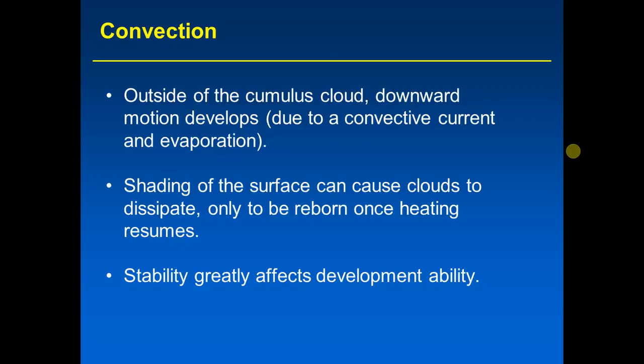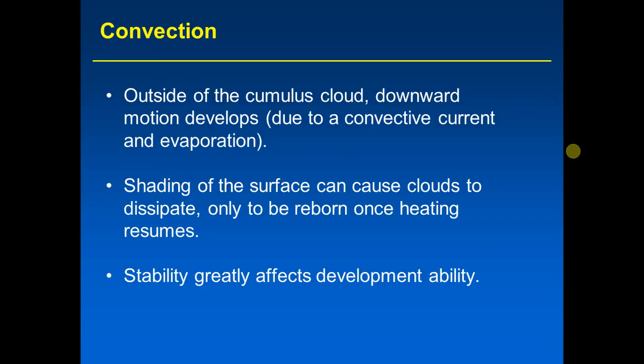You think of a lava lamp and also the evaporation along the edges of the cloud. Okay, cumulus clouds are usually well separated. Now the shading of the surface by cumulus clouds can cause them to dissipate, only to be reborn once heating resumes. Okay, so sometimes when a lot of these clouds form, that cools the surface, right, reflection of sunlight, and then that kind of turns off the trigger mechanism for them, right? And so then they dissipate because the surface is cooler, that's decreasing the instability of the atmosphere. But then once they dissipate, it's clear again, the surface warms back up and they reform.